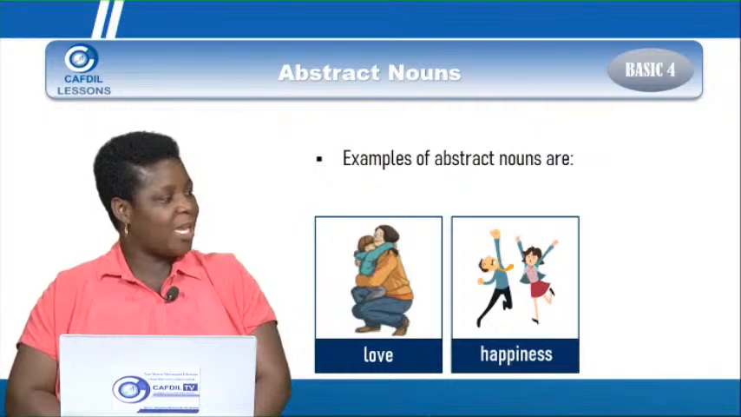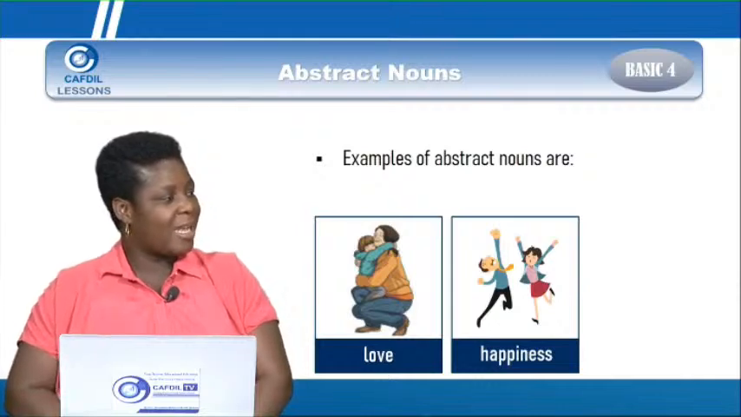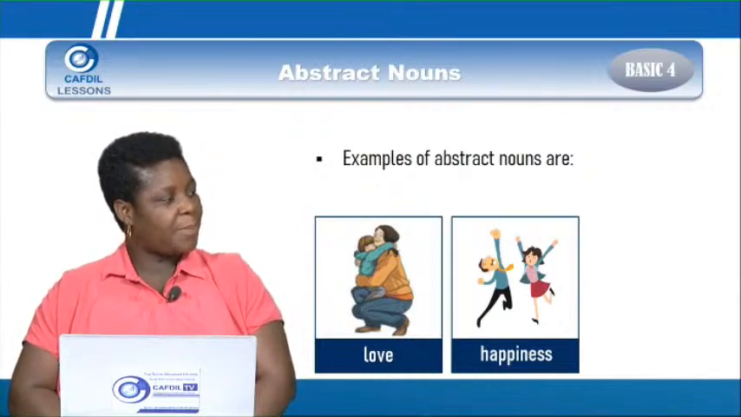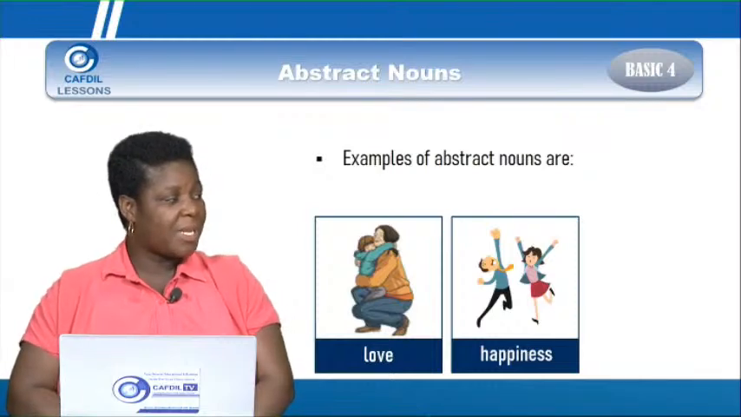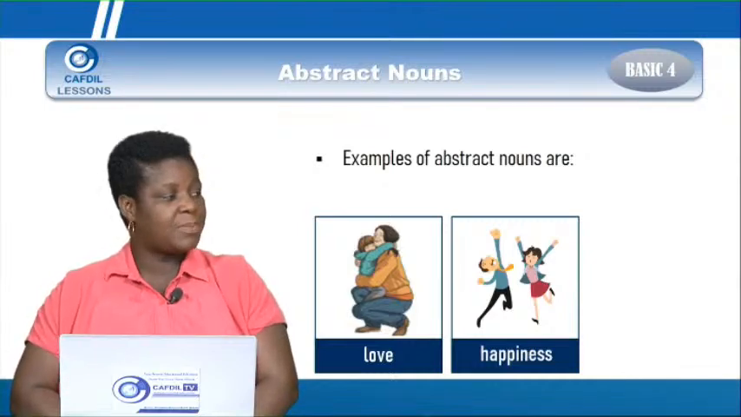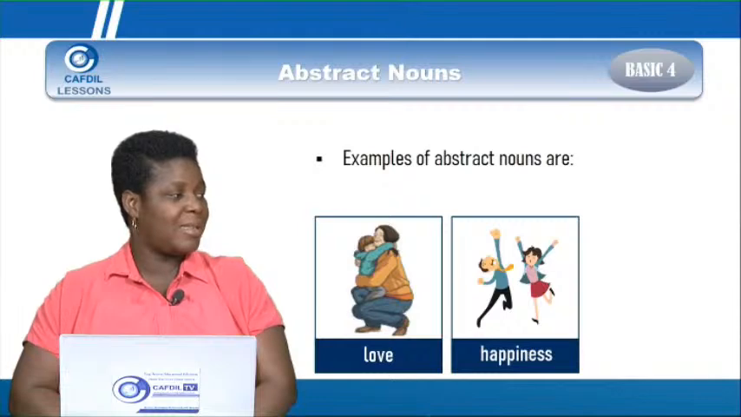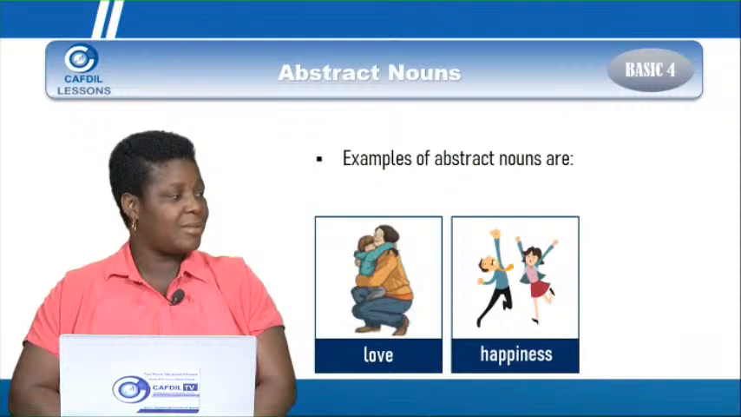Look at those two kids. In the picture, they are showing some happiness. But happiness cannot be seen. It cannot be felt. You cannot touch it. It shows that they have happiness.